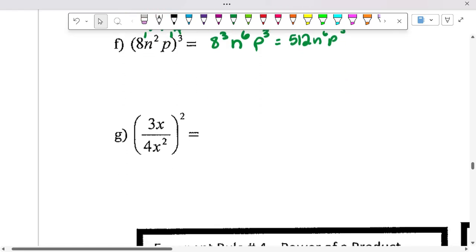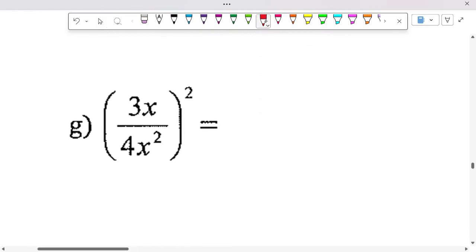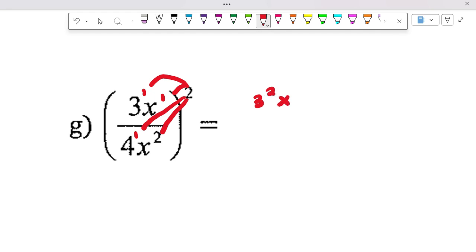All right, last one. So remember, I'm going to put 1s in the places for each base that doesn't have an exponent, including the numbers. And I'm going to multiply this 2 to all 4 exponents. So what do I have? X to the 4th.